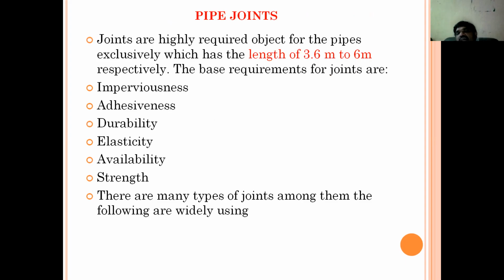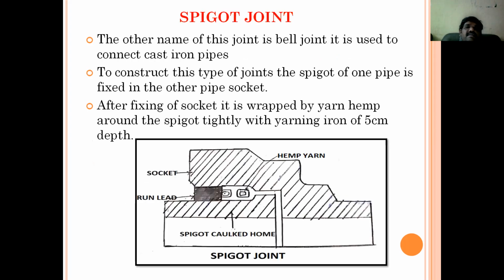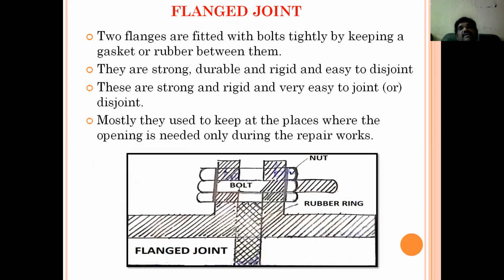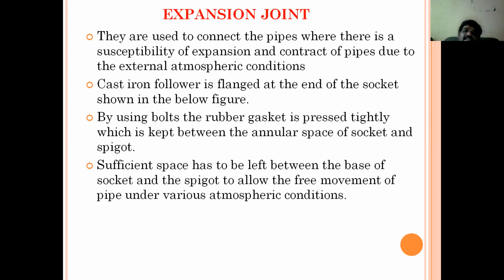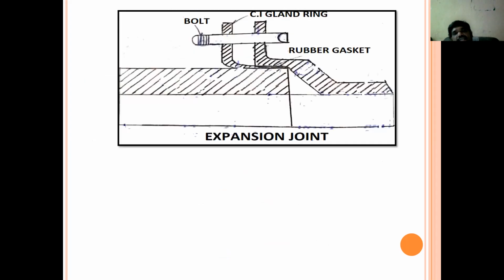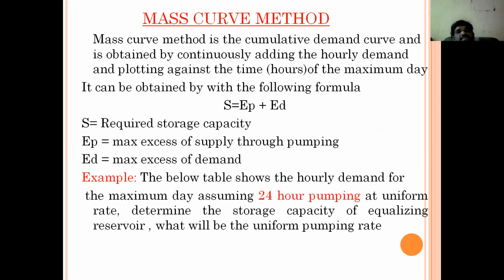See, the valves and joints both are parts of the pipes, to be fixed for better water supply. See here, what are all the different precautions we must consider? Pipe joints: imperviousness, adhesiveness, durability, elasticity, availability, strength, and all these we discussed more elaborately in the previous class itself. See here, types of joints: pivot joint, screwed joint, collar joint, flanged joint, expansion joint. Likewise, we discussed many types of joints as per your curriculum.